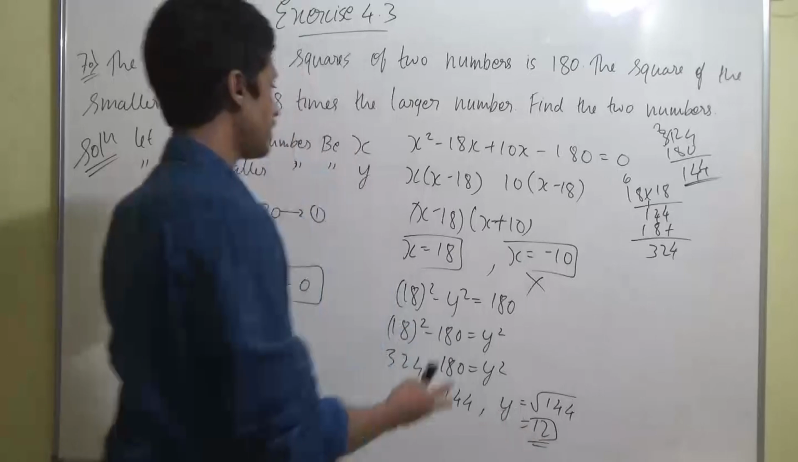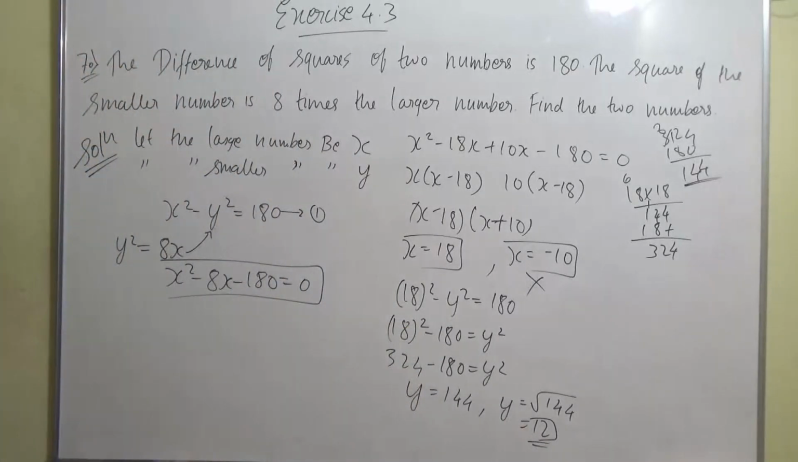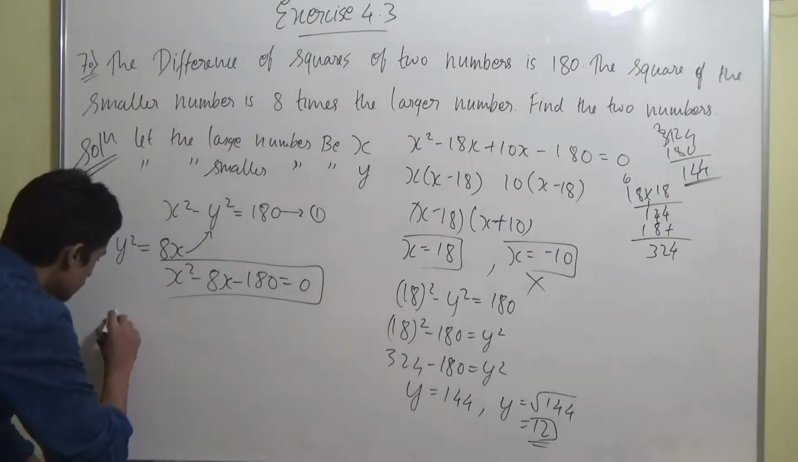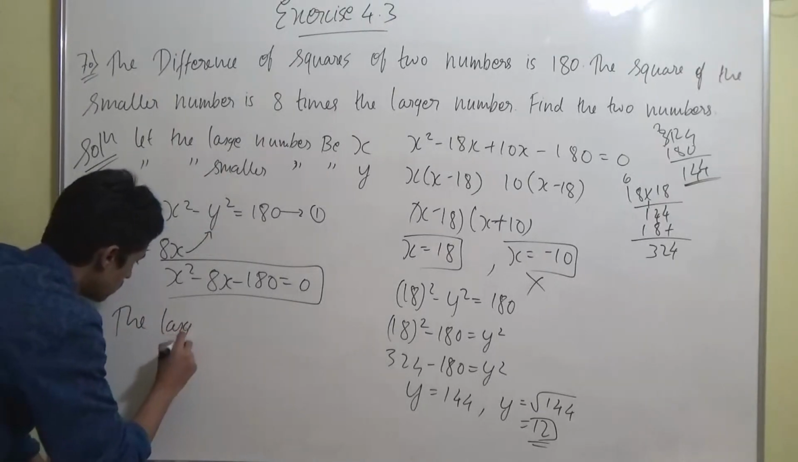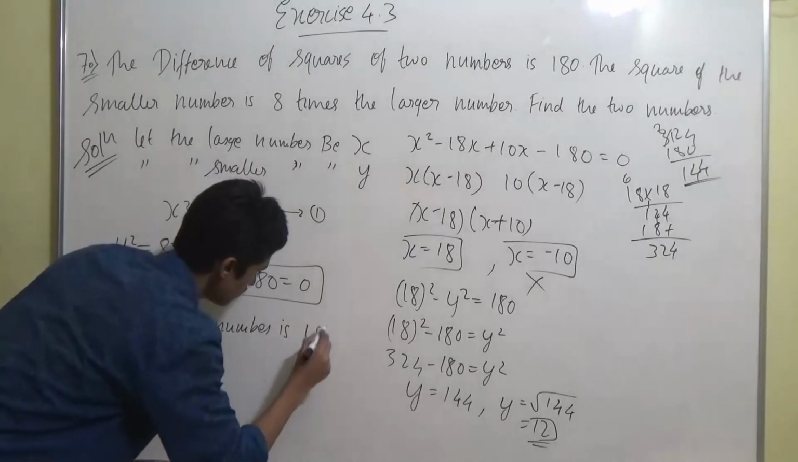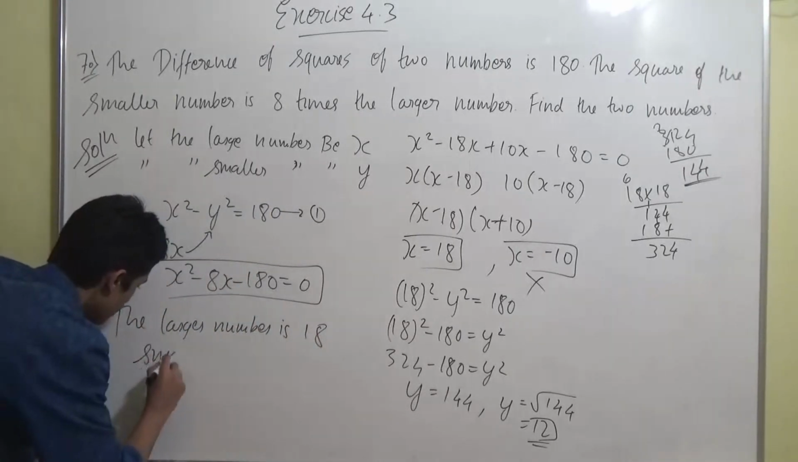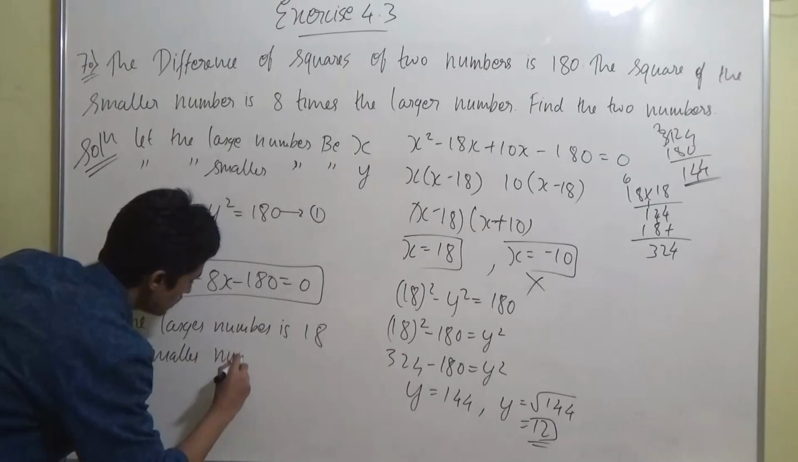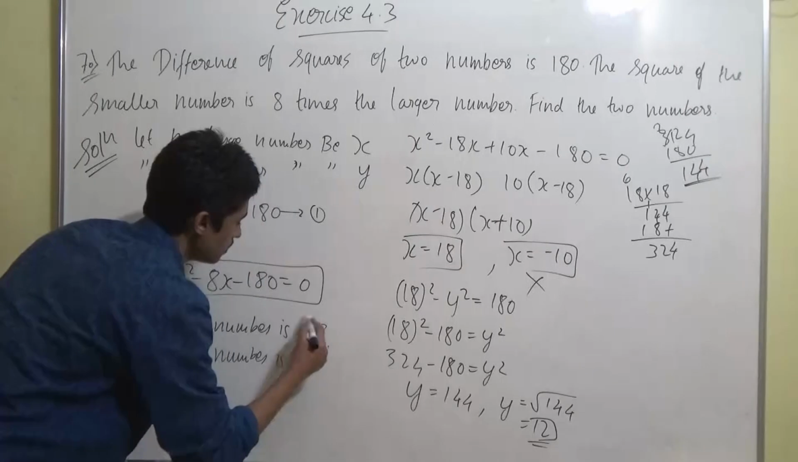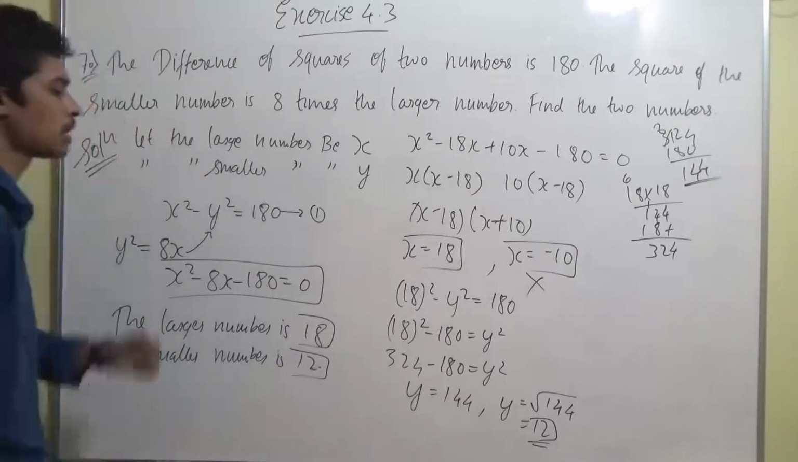So x equal to 18 and y equal to 12, guys. Getting it? The two numbers are, the larger number is 18 and the smaller number is 12. These are the final answers.